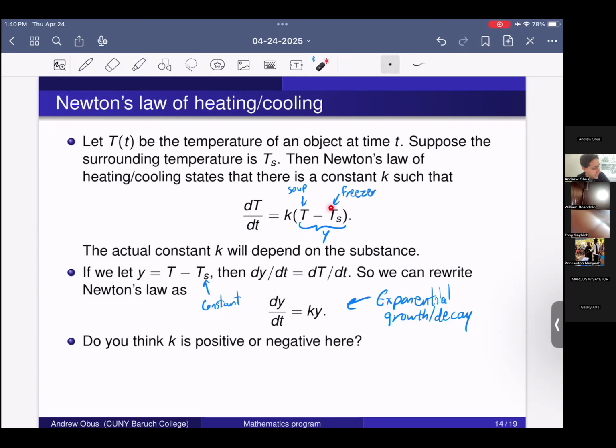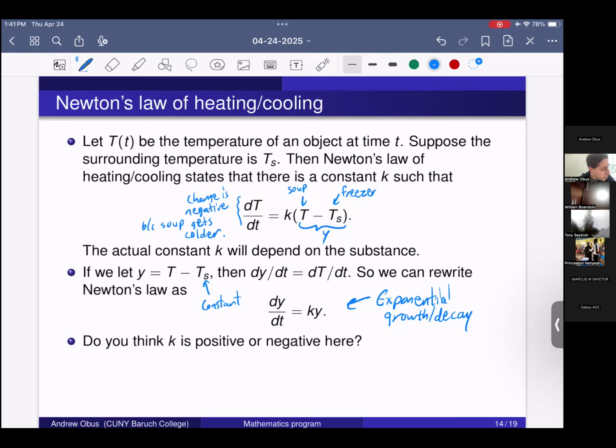So in this case, this thing is positive, right? The soup is hotter than the freezer. So the temperature of the soup is hotter than the temperature of the freezer. So this is positive. But we know that the change in temperature, this gets colder, right? So this change is negative, because the soup gets colder, right?